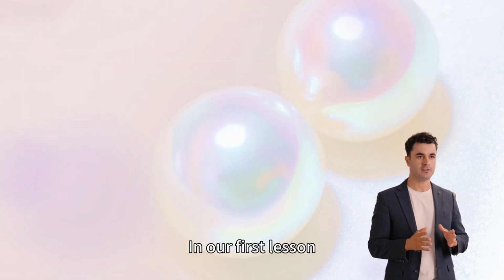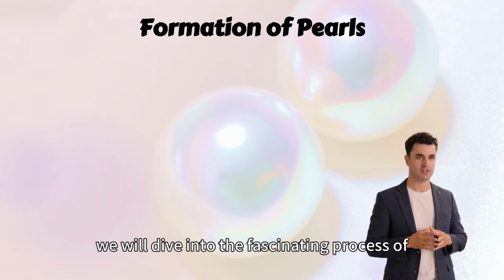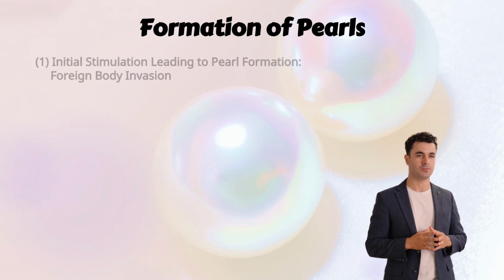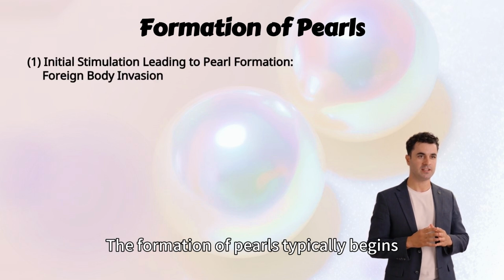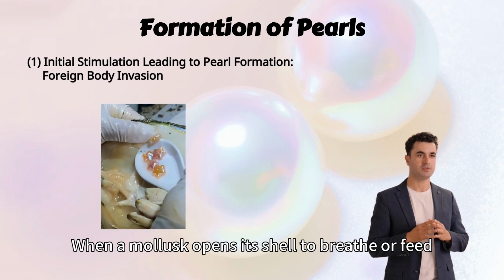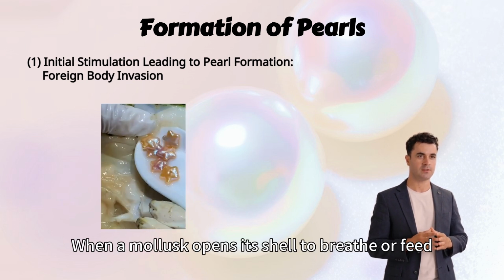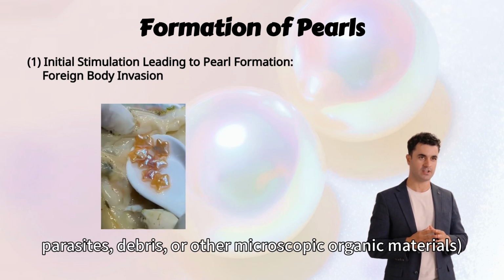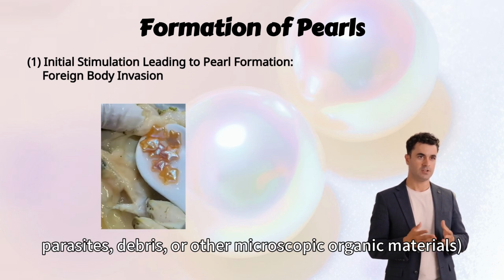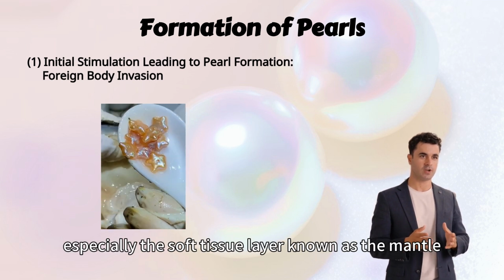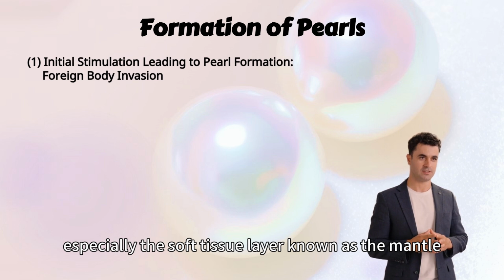In our first lesson, we will dive into the fascinating process of how pearls are formed. Let's get started. The formation of pearls typically begins with an unexpected external stimulus. When a mollusk opens its shell to breathe or feed, a tiny foreign object, such as sand grains, parasites, debris, or other microscopic organic materials, may accidentally enter its body, especially the soft tissue layer known as the mantle.